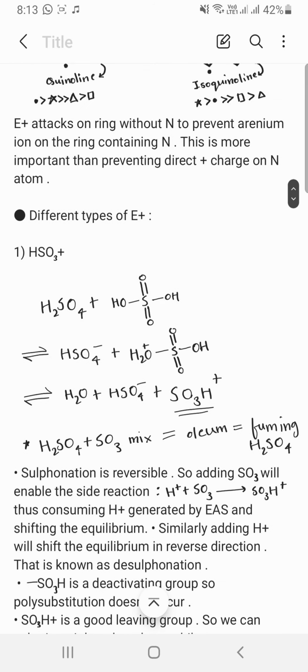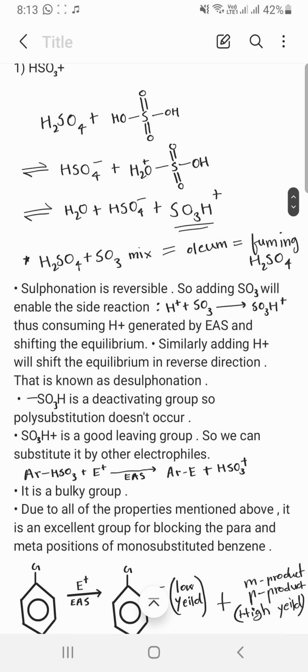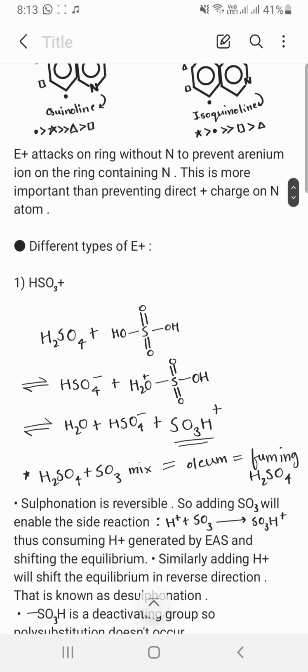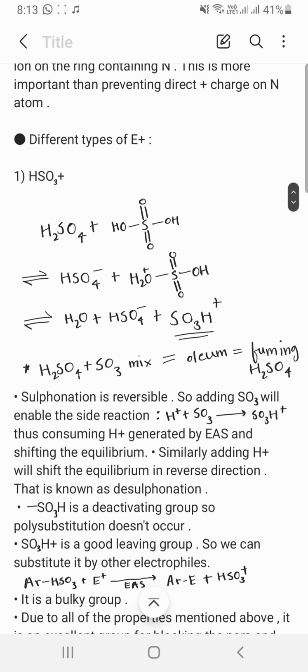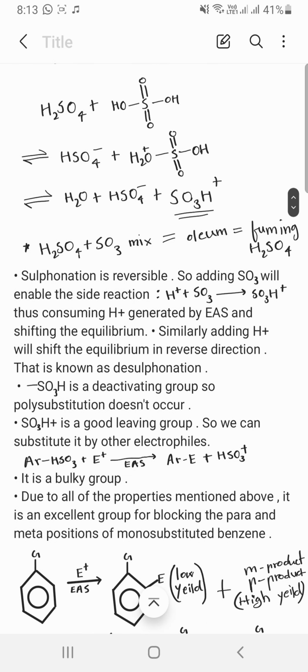different types of E plus. Okay, sulfonation, it's a reversible thing. You can use either oleum, SO3 mix and H2SO4, or you could just use H2SO4 directly. H2SO4 is generally used to give you a good H plus concentration, but it can also be used as a nucleophile or an electrophile. Okay, cool.